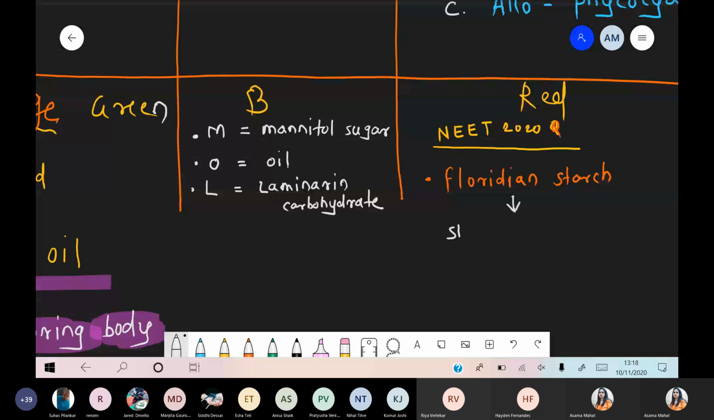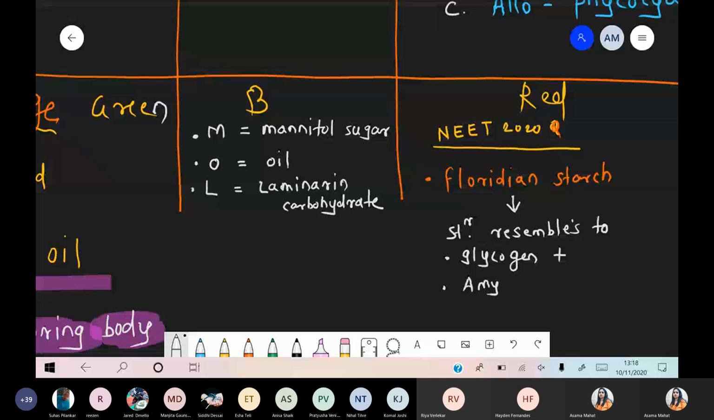So we are saying these are structurally resembling glycogen plus amylopectin. Amylopectin is a part of the starch. Since the question came in 2020, definitely it will not repeat, but just remember, it might be possible. So Floridian starch. Another question.